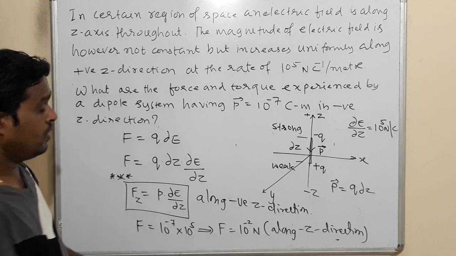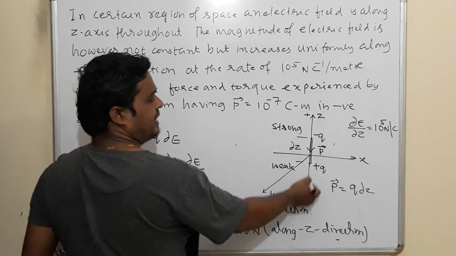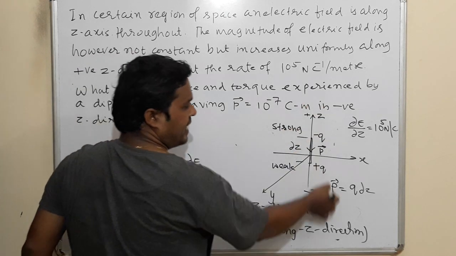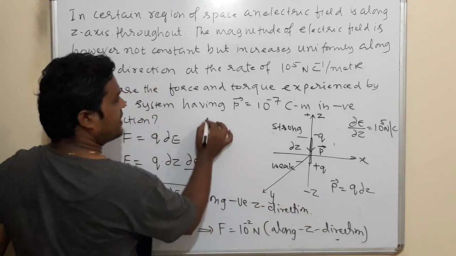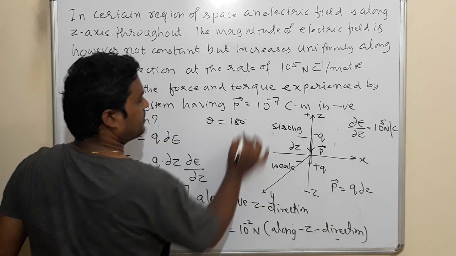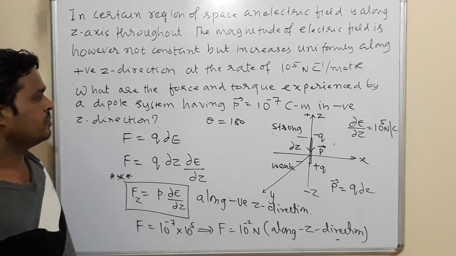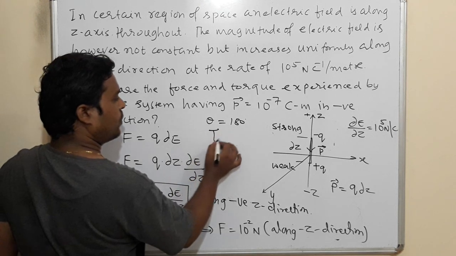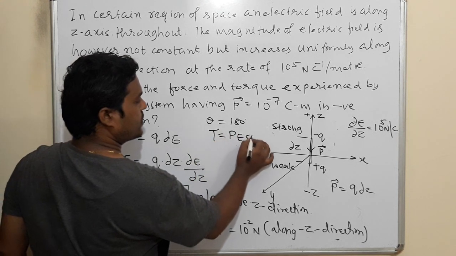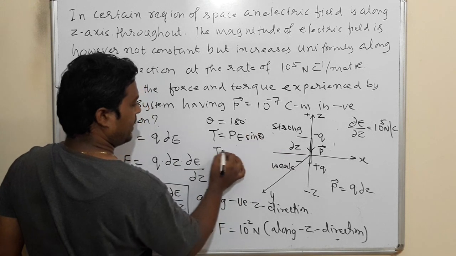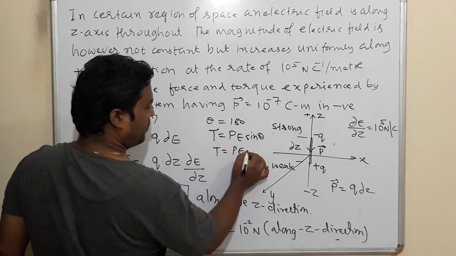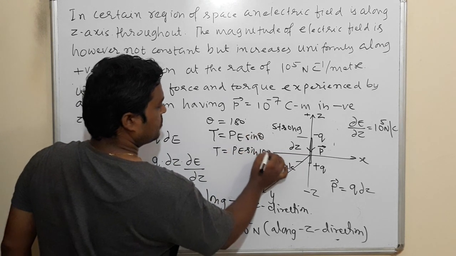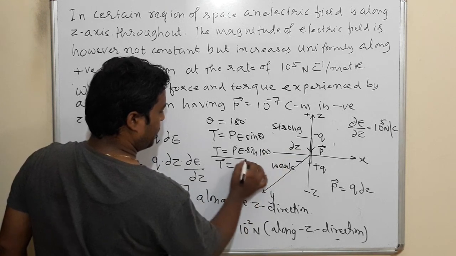Now you see, this is the direction of the field and this is the direction of the dipole moment. Then what is theta? Theta is 180. If theta is 180, then what is torque? PE into sine theta. Then torque will be P into sine 180. Then the torque acting on this dipole will be 0.